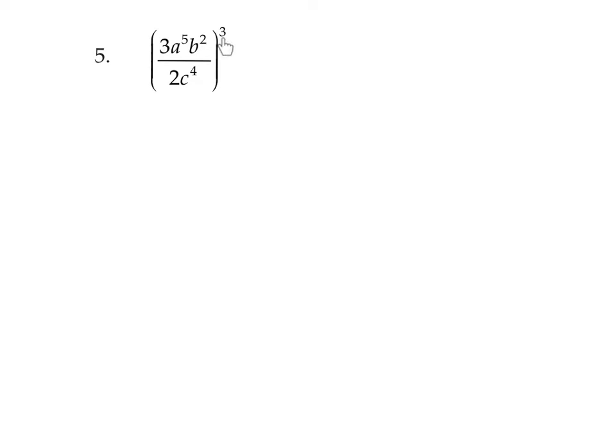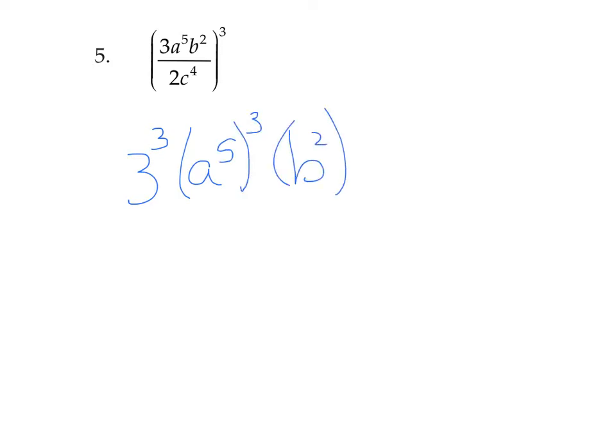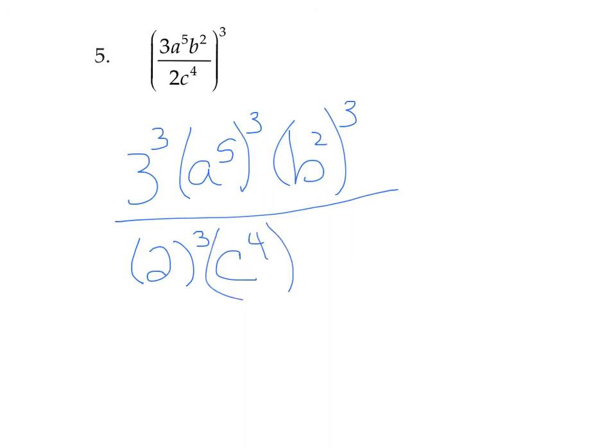So all we need to do is put the 3 on each of these bases. So we're going to write that out here. So we're going to have 3 cubed coming from here and this cube out here. And the next base is a to the 5th and we're going to cube it, and b squared, and we're going to cube it, and that's the numerator. The denominator is going to be 2 cubed, c to the 4th cubed, and then we just need to simplify.